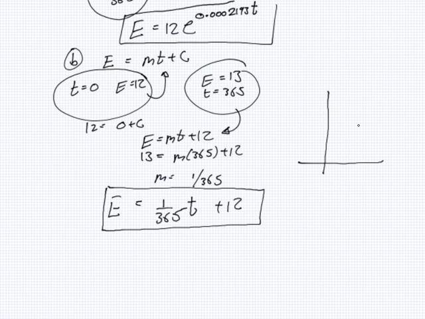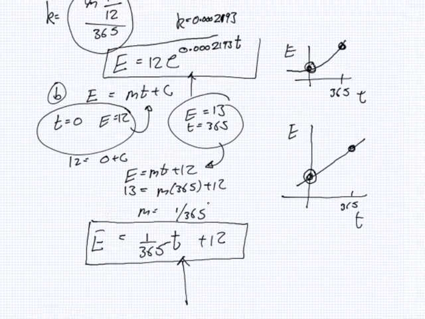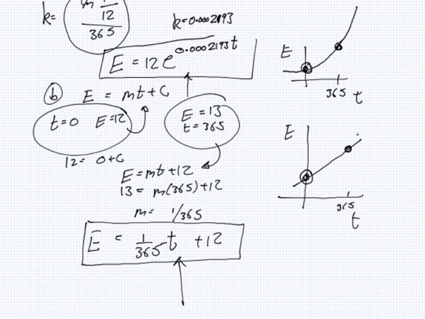In the first graph, here is time and here is energy, and the shape will look like this. In the second graph, here is time and here is energy, and the shape will look like this. Both here and here, the answers will be the same at the 1 year mark. And of course, they're both 12 at the beginning. But will they stay the same? No, because this graph will grow faster than this graph.